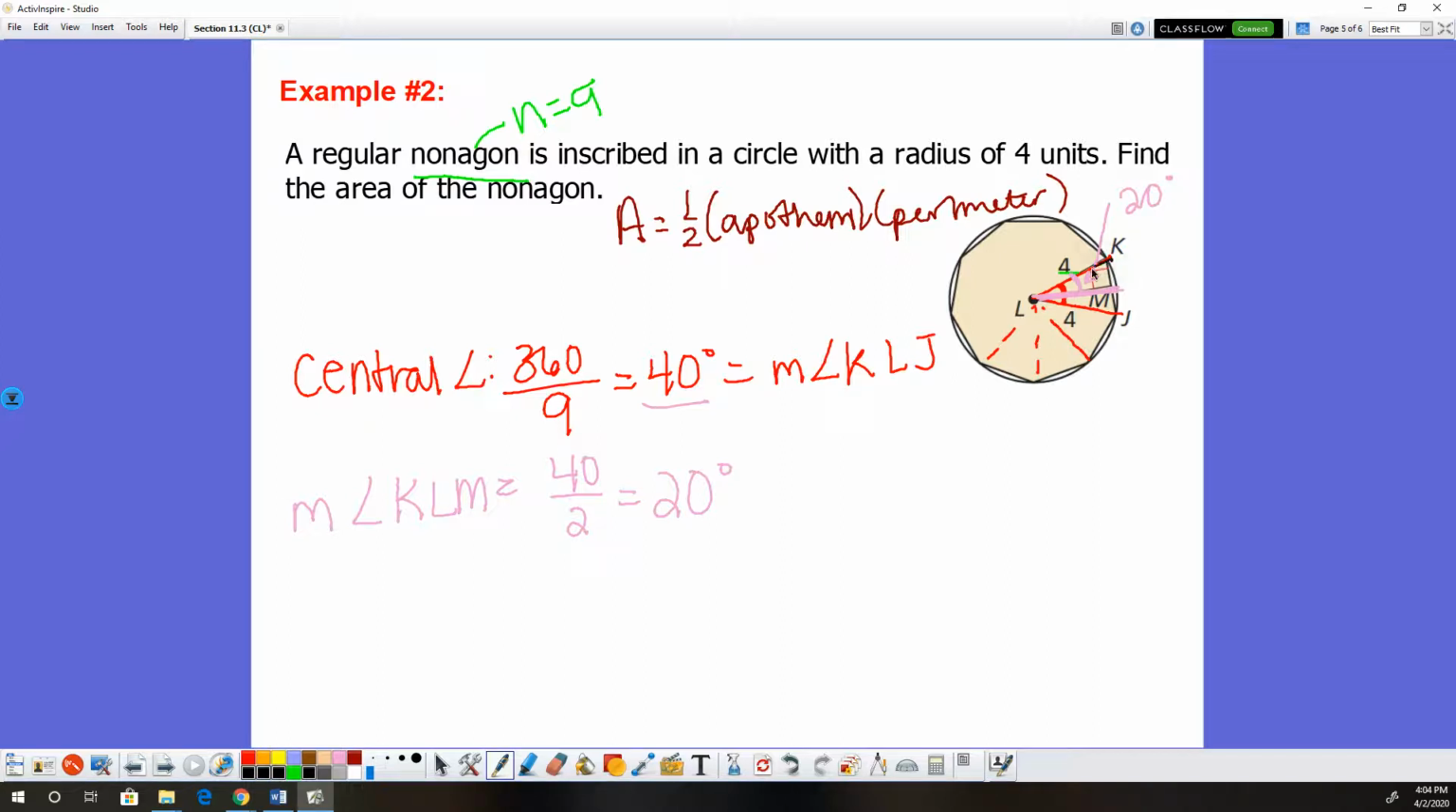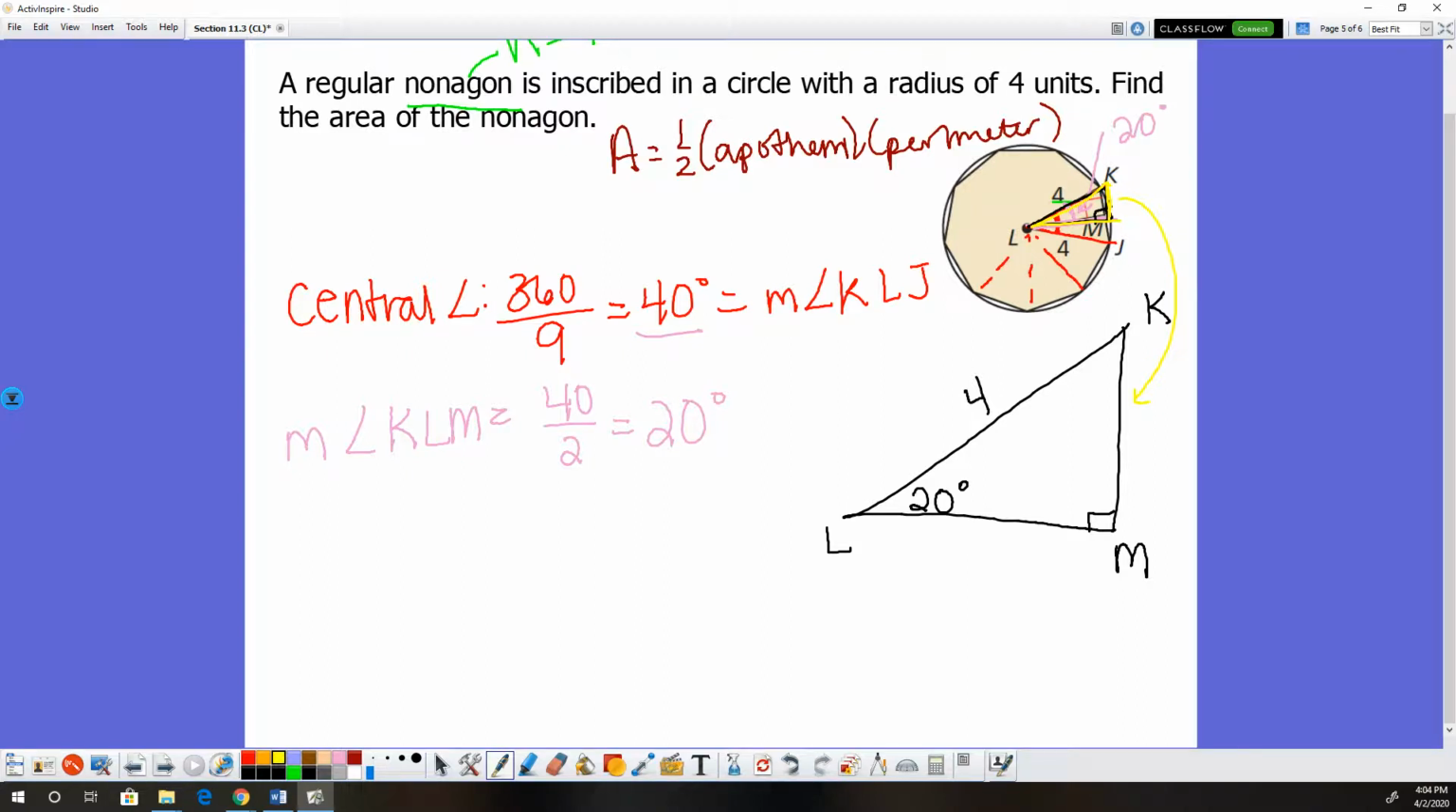Now, this is going to get pretty messy if I don't do something soon. So I'm just going to redraw this triangle bigger out here. So here's my right angle right here. This is my M, this is my K, this is my L. I know my radius is 4, and I know that this is 20 degrees. Once again, all I did is I took this triangle right here and I just put it down here to give us a bigger picture that we can look at.